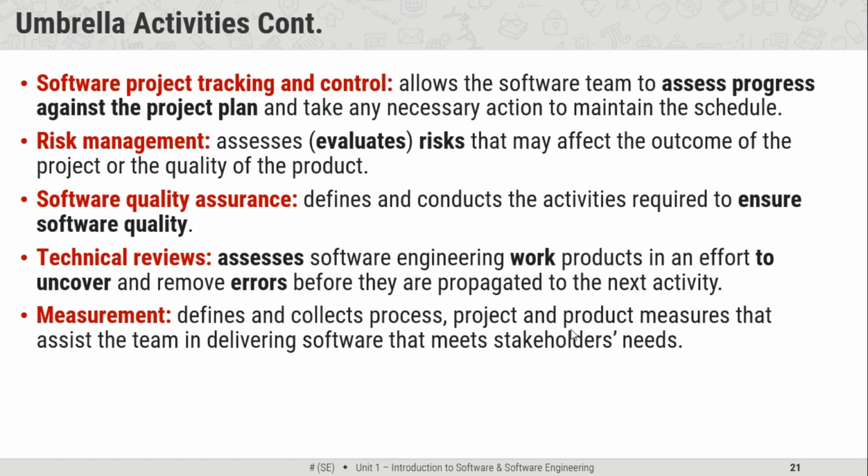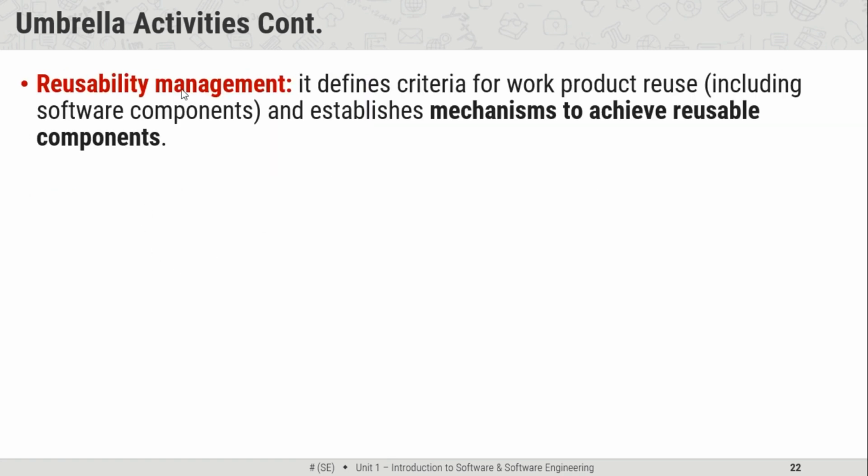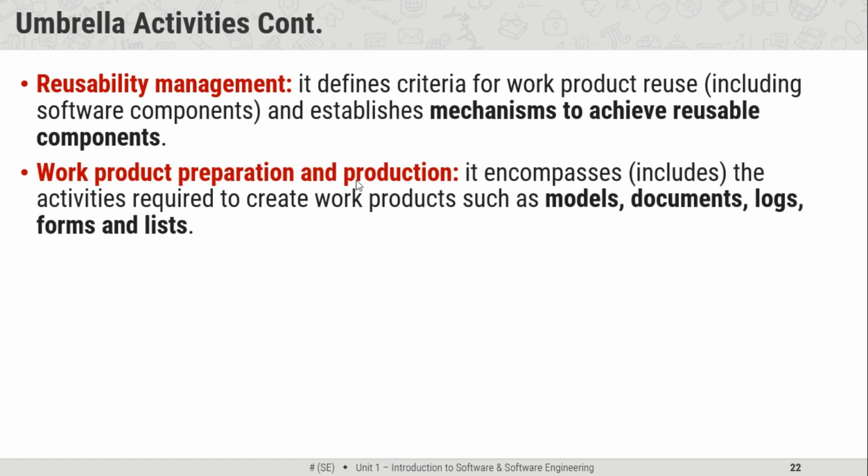Next is measurement. It defines and collects process, project and product measurements that assist the team in delivering software that meets the stakeholder needs. Software configuration management manages the effects of change throughout the software process. Reusability management defines criteria for work product reuse, including software components, and establishes mechanisms to achieve reusable components. In most cases, whenever we are writing any software, we check whether our software or some of its components can be reused. If some things are already available, we never go for creating them from scratch. Work product preparation and production includes the activities required to create work products such as models, documents, logs, forms, and lists.